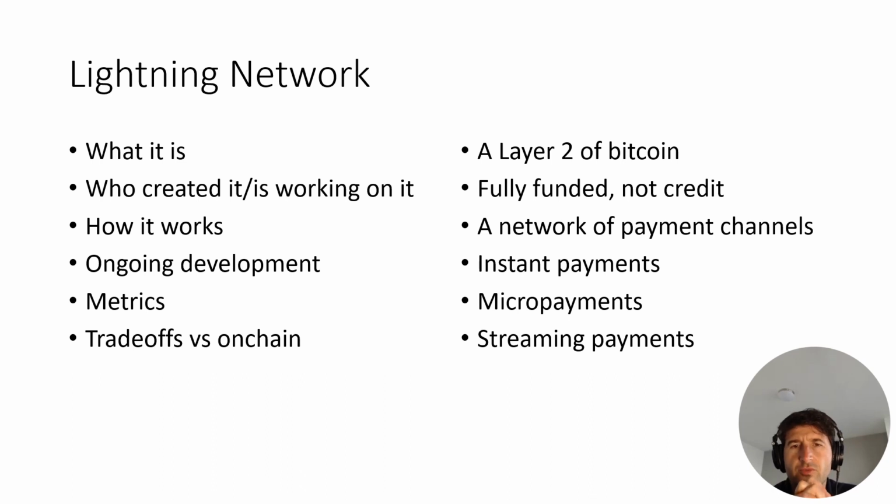But one of the trade-offs, though, is that you need to be online in some way in order to receive payments on the Lightning Network, and it doesn't work as well for very large payments. Whereas on-chain works actually better for larger payments than it does for very small payments.